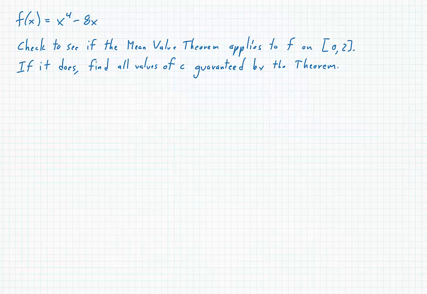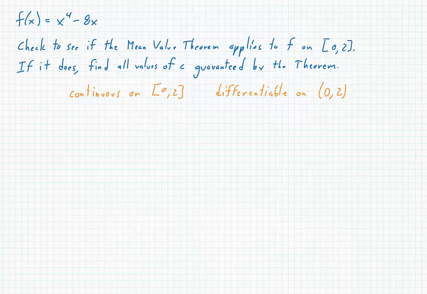So let's start by seeing if the theorem applies. We only need to consider two things: continuity on the closed interval 0 to 2 and differentiability on the open interval. Well, this is a polynomial function. Polynomial functions are continuous everywhere, and everywhere includes 0 to 2. So this function is continuous on 0 to 2. Polynomial functions are also differentiable everywhere. Differentiable includes the open interval 0 to 2, so we satisfy the differentiability requirement. So we can definitely apply the mean value theorem.